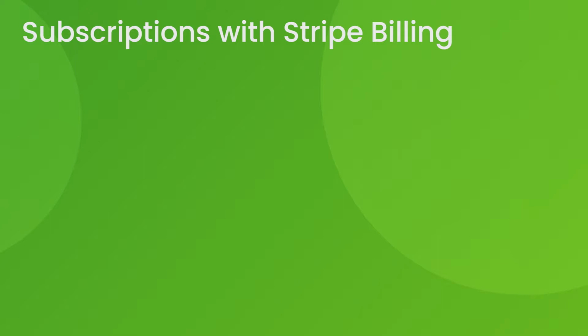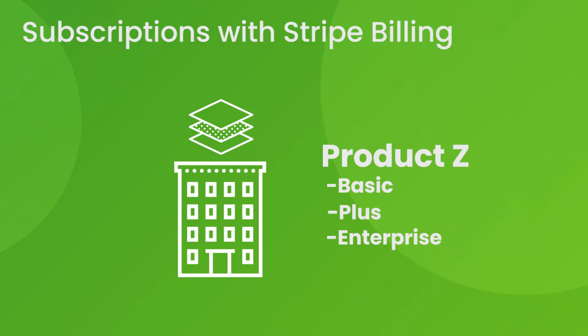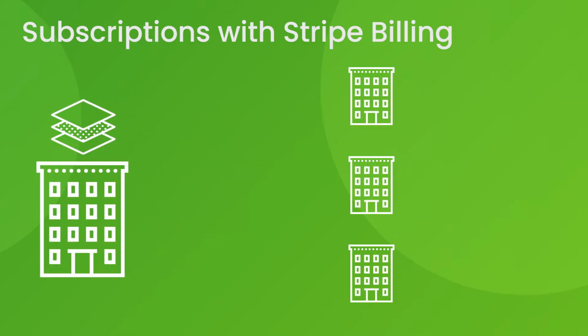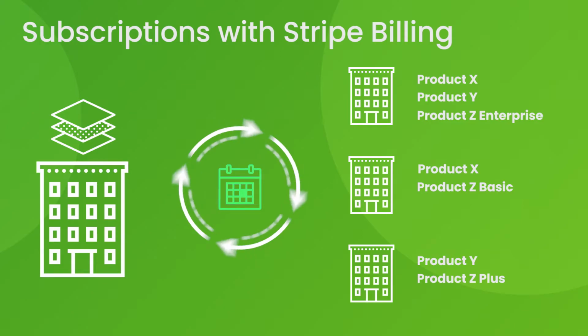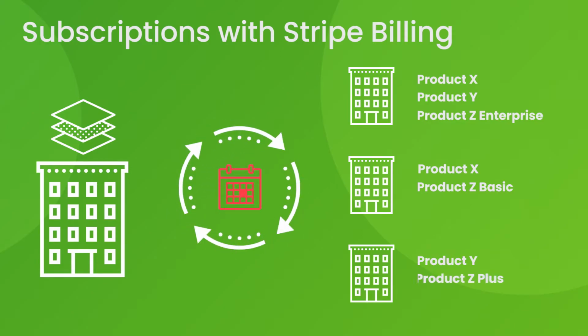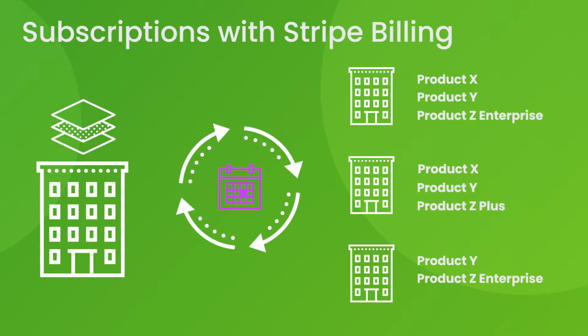Let's take a look at a quick example. You're a SaaS company offering multiple software solutions to your customer, and you just launched a brand new product with multiple usage tiers. All of your customers want to add this new product to their current subscriptions. With our Stripe Billing integration, you can easily add, remove, or upgrade products all in the same subscription, taking the hassle out of complicated subscription management.